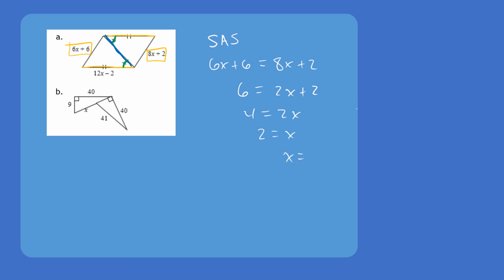So x is 2. It didn't ask me to figure out how big those sides are. It just said find x. So for this particular problem, it is SAS congruence, and the two sides are congruent.